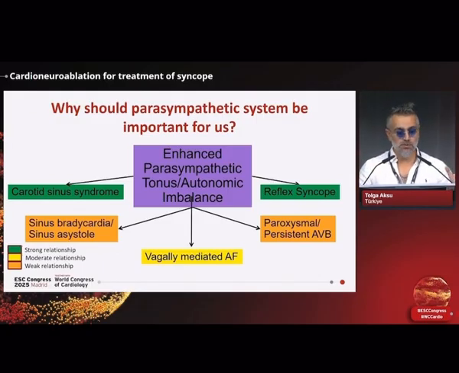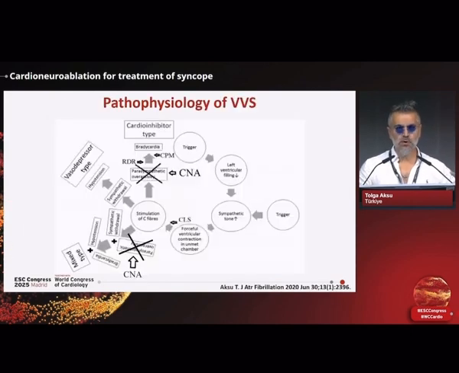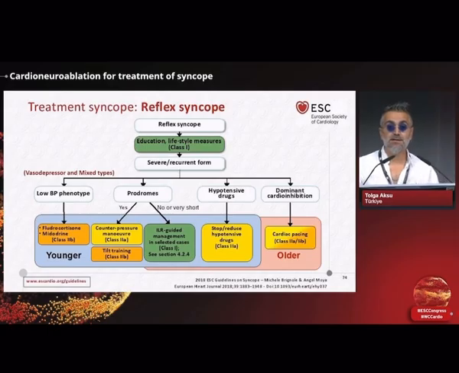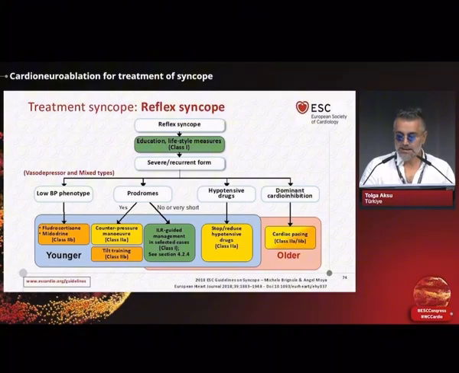This is important because we clearly know that enhanced parasympathetic tonus has a strong relationship with carotid sinus syndrome and reflex syncope patients. If the reason is parasympathetic overactivity, the type of syncope, or reflex syncope, is dominantly cardioinhibitory, and if we can perform parasympathetic denervation, we can eliminate the vasovagal syncope episodes. According to the latest ESC guideline, cardiac pacing is suggested in dominant cardioinhibitory type reflex syncope patients.